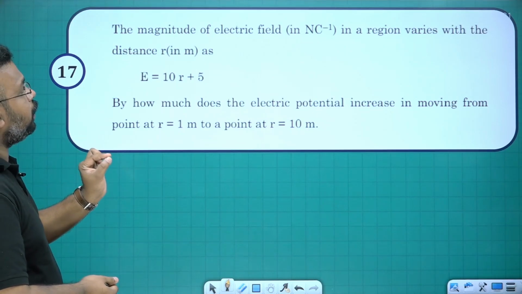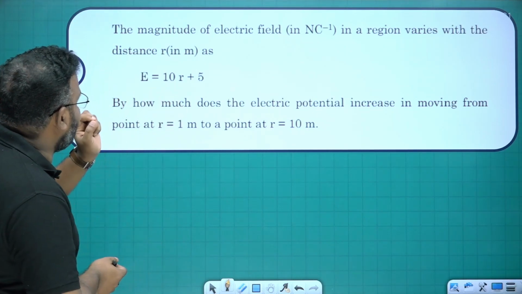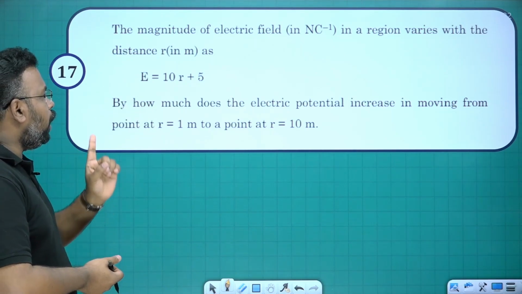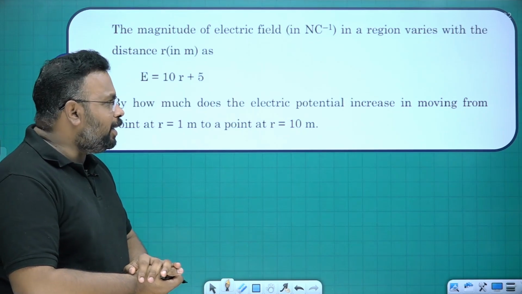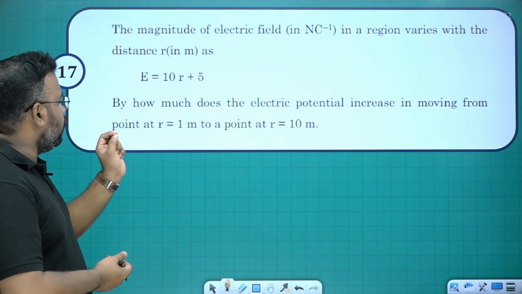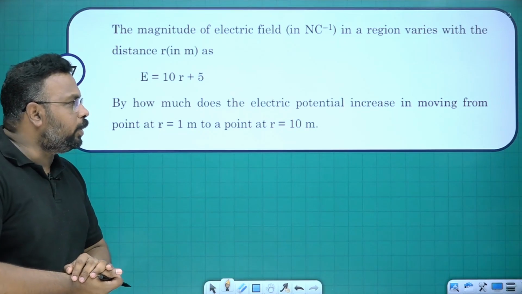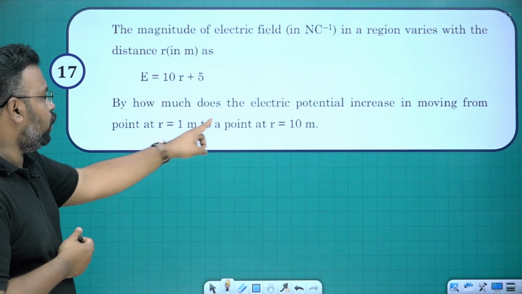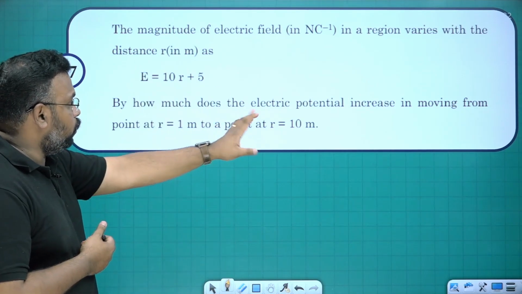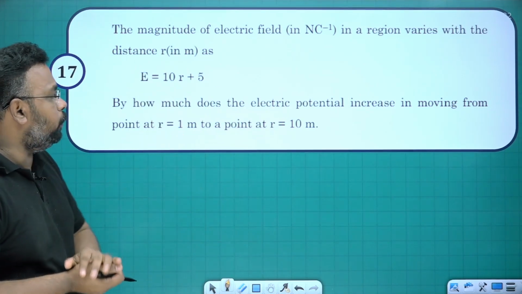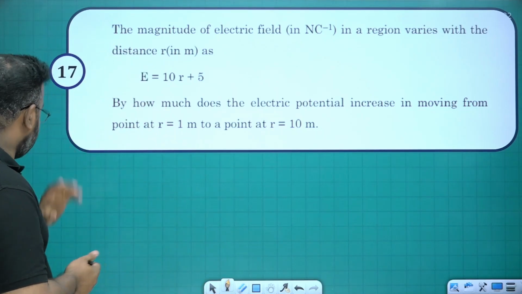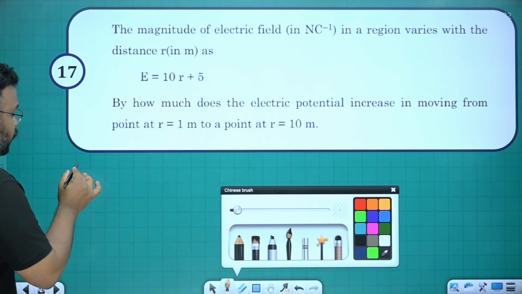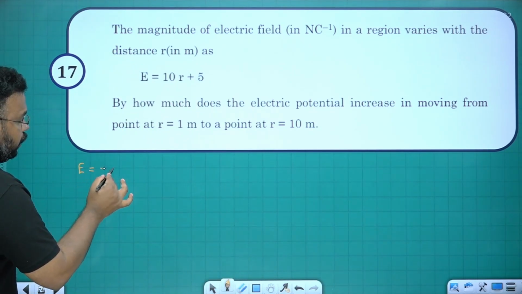Next is question number 17. The magnitude of electric field in Newton per Coulomb in a region varies with the distance r in meter as E equal to 10 r plus 5. By how much does the electric potential increase in moving from point at r equal to 1 meter to point at r equal to 10 meter? Increase in potential, not potential energy, from r equal to 1 meter to r equal to 10 meter. That's the question. For that, electric field is given. So hope all of you remember the relation between electric field and potential. You know that E is equal to minus dV by dr.